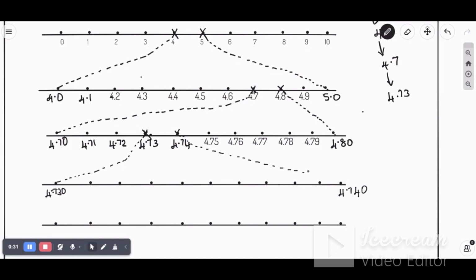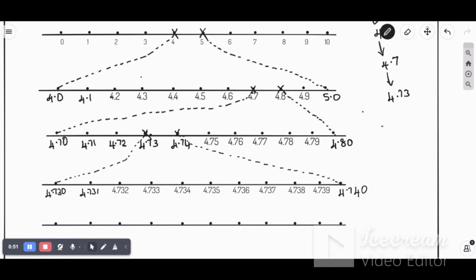So please match it here. Once you are done matching, start filling the numbers. 4.731. Next will be 732, 733, 734, and let me fill it up for you. So I have filled up all the numbers over here, 4.732, 733, 74, 75, and everything.